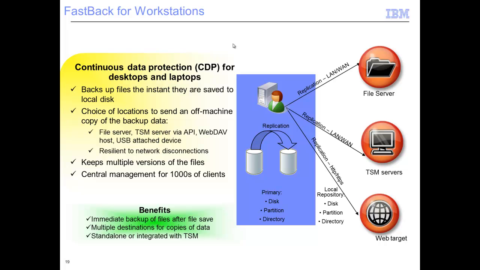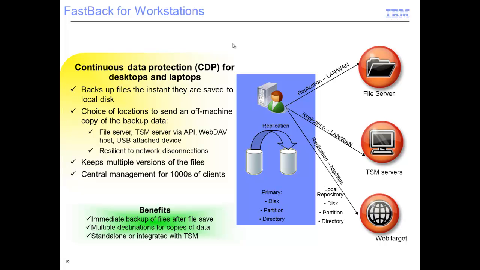Another product we have in our TSM family is Fastback for Workstations. Fastback for Workstations is usually installed on either laptops or desktops, and it backs up the files the instant they're saved to the local disk. A copy is automatically made to the local disk, and then on a scheduled basis, another copy will be sent to either a TSM server or another location like a USB attached device or a remote file system.